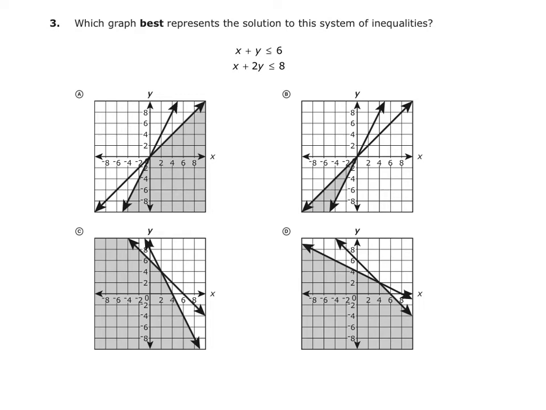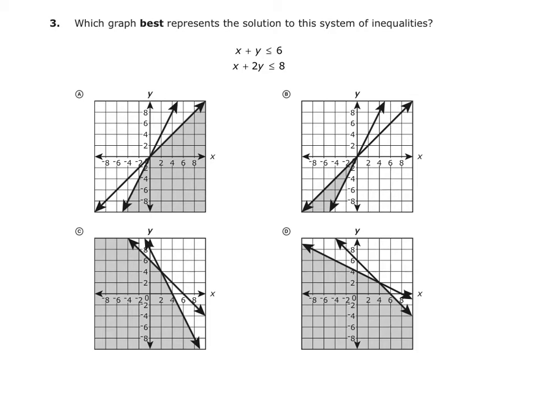The best thing to always do first is to read the problem, right? Which graph best represents the solution to the system of inequalities? And so here's our system of inequalities, and what they're wanting us to do is graph our system of inequalities and see which of these matches the graph, right?